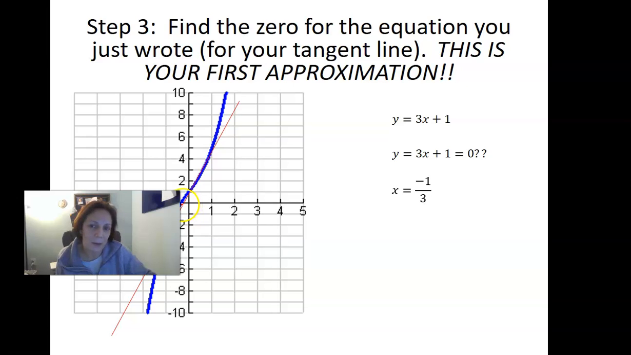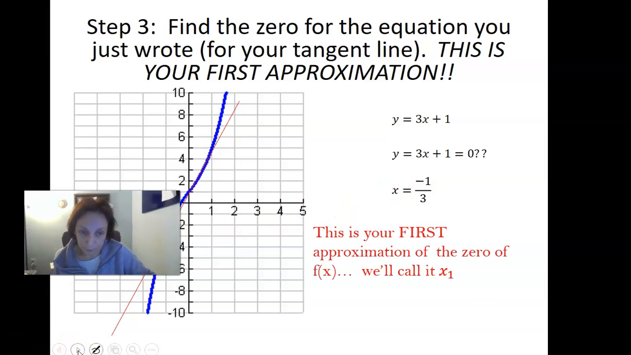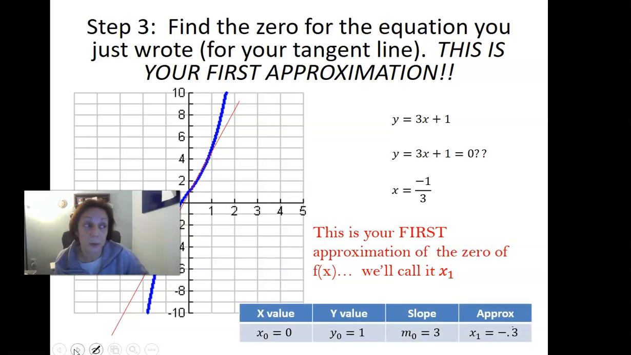I'm close to that 0 because that 0 looks like it's somewhere between 0 and negative 1/2. So negative 1/3 probably isn't a bad first approximation. Okay, now that I have my first approximation, I like to start a table as a way to organize my information. You're going to get lots of numbers here. It's a really good idea to find a way to organize yourself.